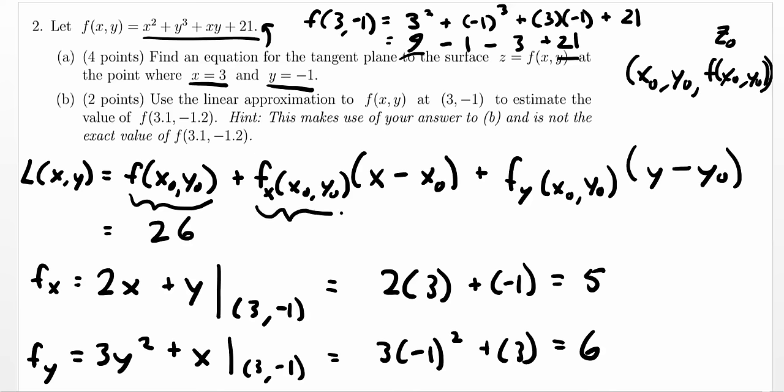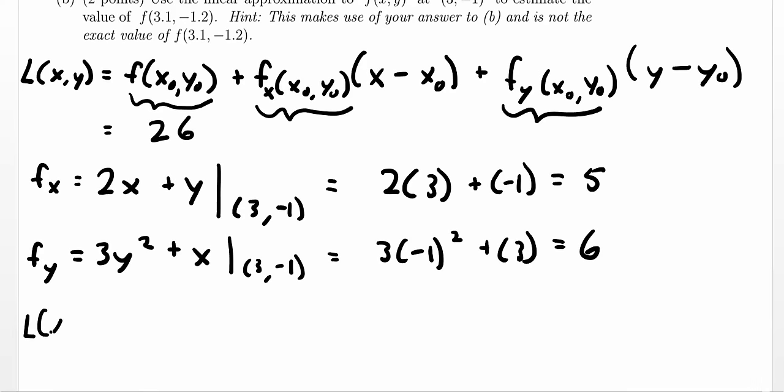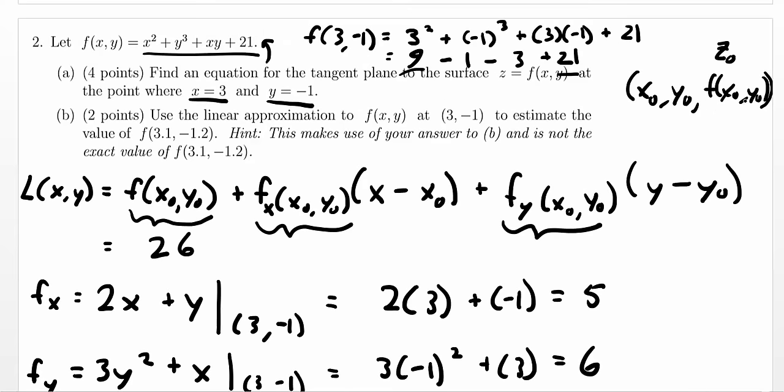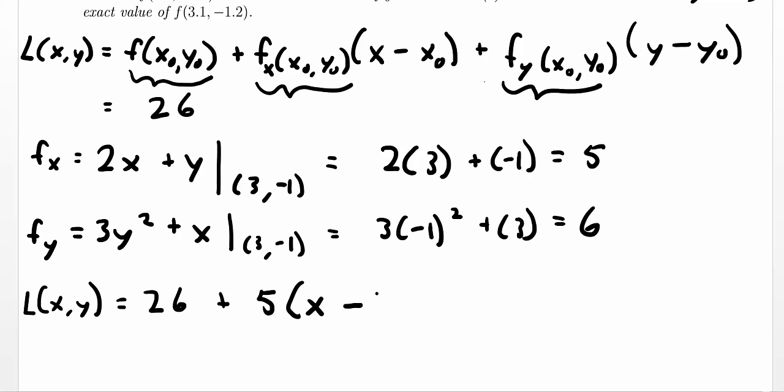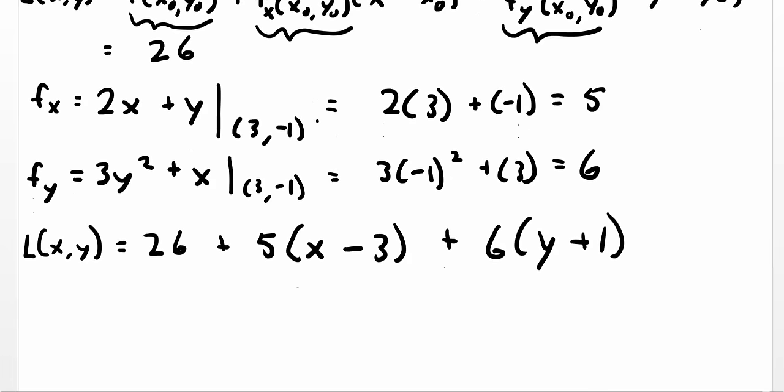So we've got this number now, and this number. Let's go through and write that. Our linearization L of x, y is equal to 26 plus 5 times x minus, and remember, x naught, y naught, z naught, so our point is 3, -1, 26. So x naught is 3, plus 6 times y minus -1, minus -1, which is plus 1. So that's our answer to part A.